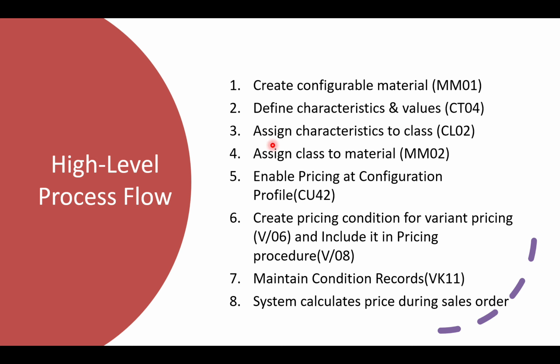Then you have to assign the characteristics to a class. So you have to create one class, and in that class we have to assign those characteristics. The same class you have to assign to the material master. So these are the T codes, the relevant T codes for each and every step.